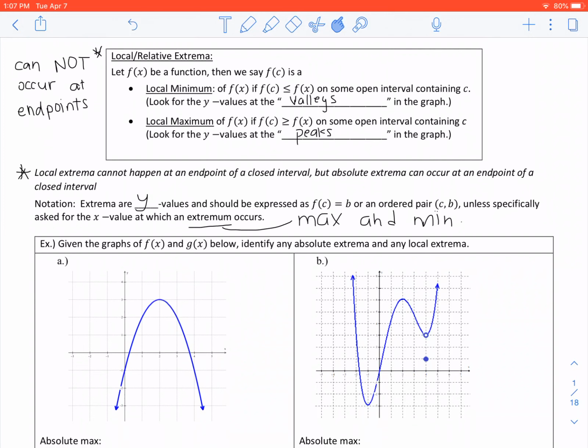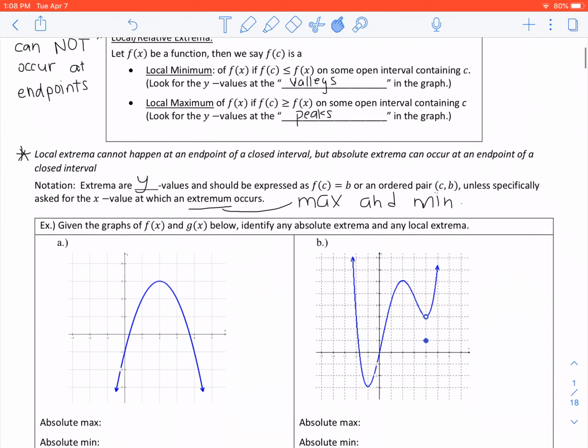A local maximum of f of x is going to be on some open interval containing c. You look for the y values at the peaks of the graph. So these cannot occur at endpoints. Make sure you know the difference between the wording of those two. Local extrema cannot happen at endpoints on a closed interval, but absolute extrema can occur at endpoints. That's what we put up above.